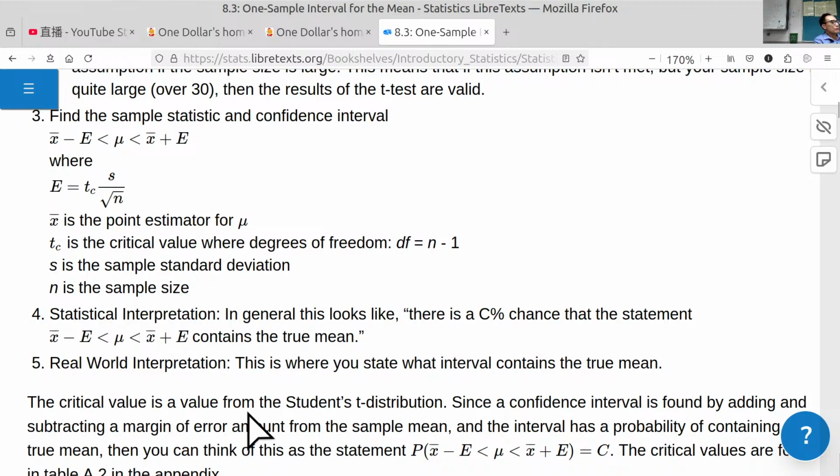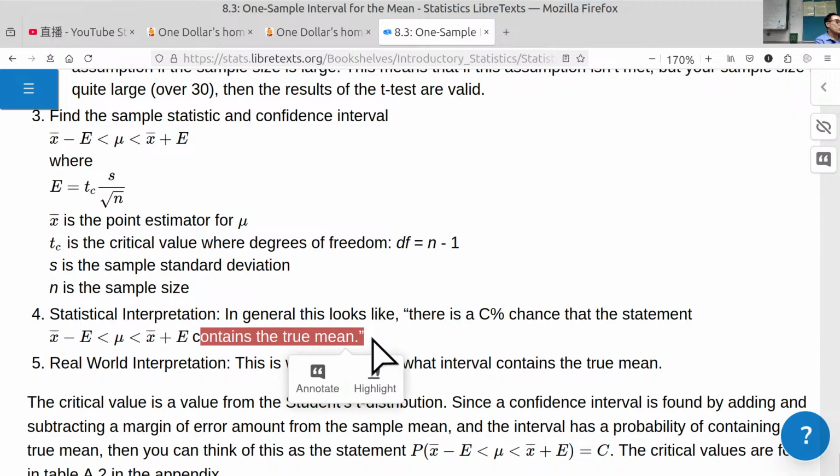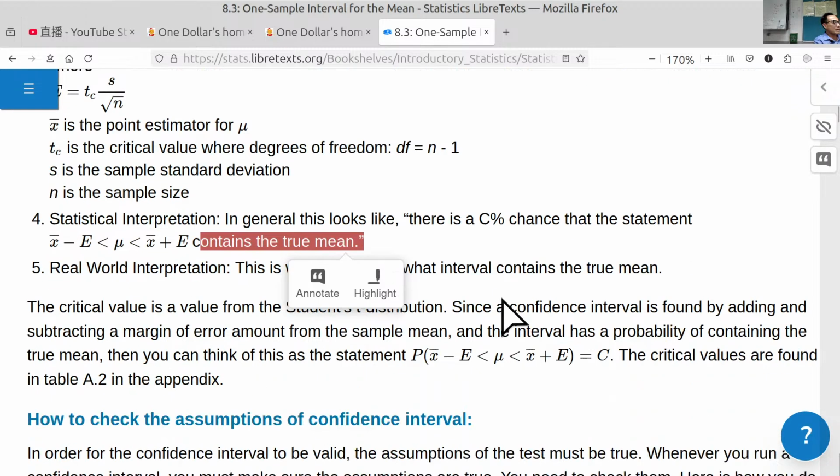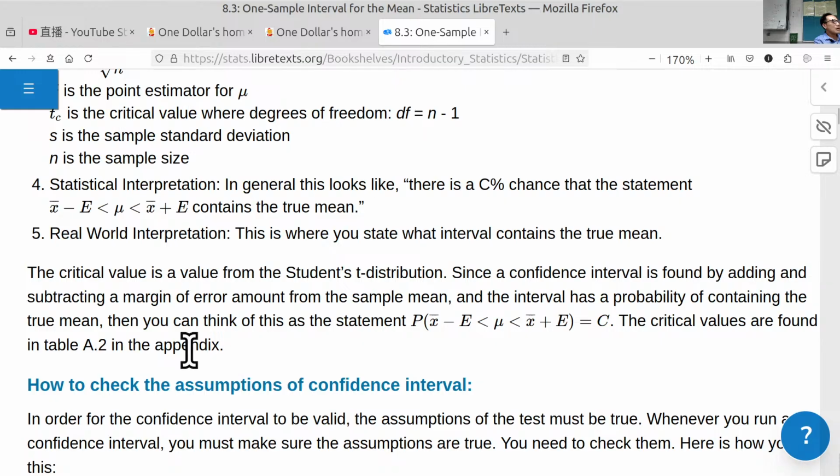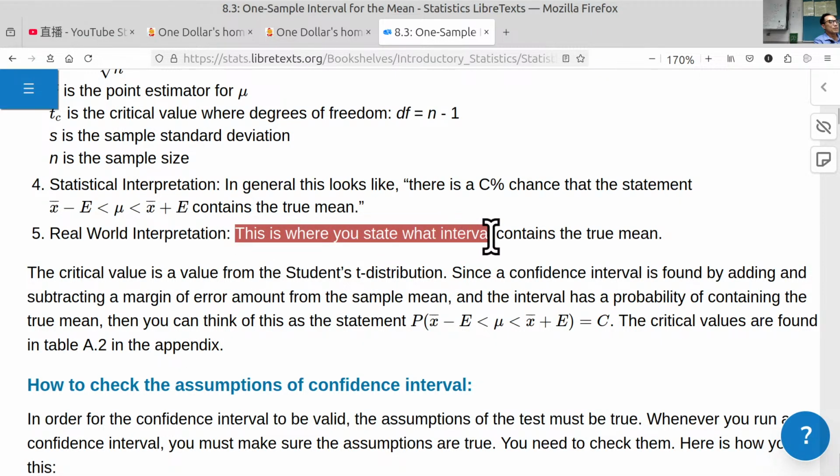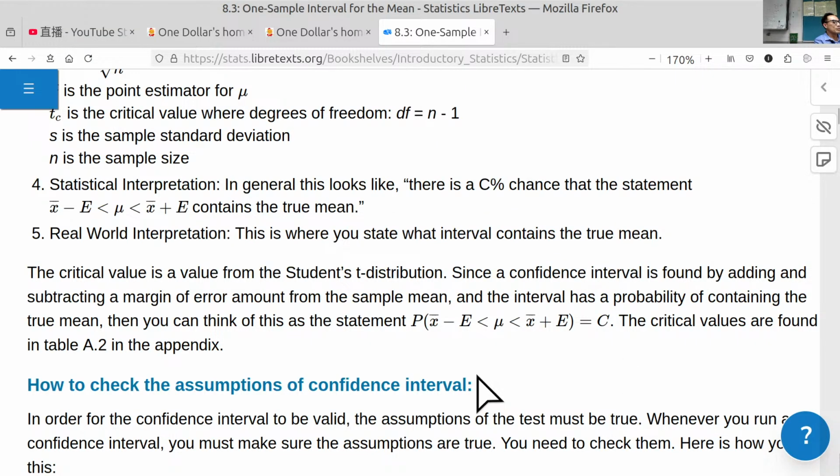Then 4, statistical interpretation. In general, this would look like: there is a C% chance that the statement x bar minus E < mu < x bar plus E contains the true mean. Okay, then number five, the real-world interpretation. This is where you state that the interval contains the real mean. Okay, let's move.